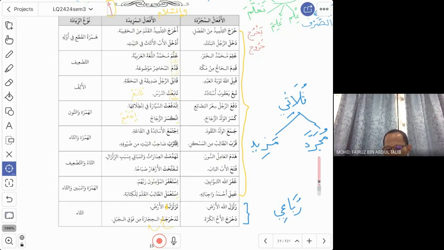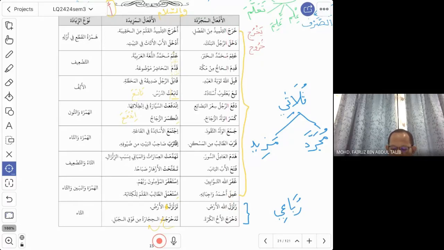No additional letter. All are original huruf. So sulasi mujarrad is referring to all these fi'il. These are all 3-letter fi'il and they are all mujarrad fi'il. So we call it sulasi mujarrad. As simple as that. Sulasi, 3 letters, mujarrad, no additional huruf. So these are all examples of sulasi mujarrad.